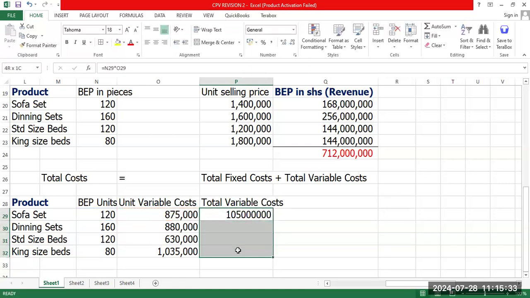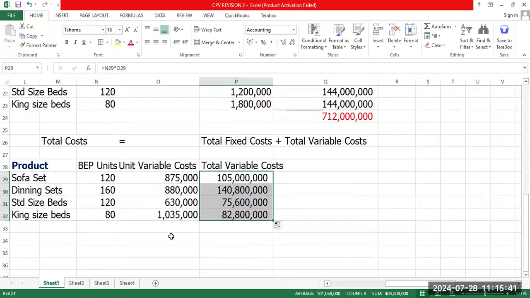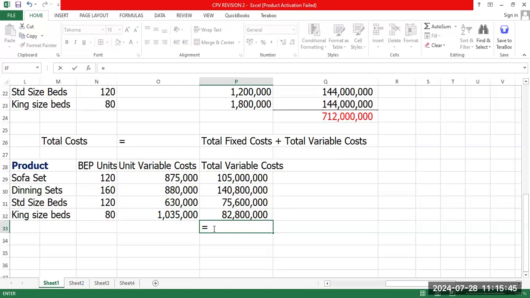You see, the number is not hard, but time, right? You need it to be very, very fast. So what is your total? Total fixed costs, it's this one.